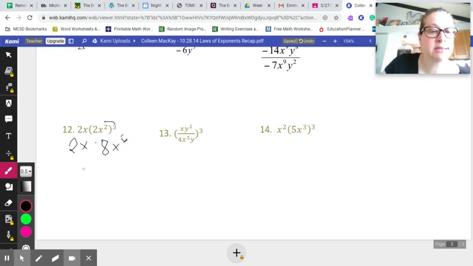2 times 8 is 16. And then x. Now we're going to add our exponents. Remember, there is a 1 here. 6 plus 1 is 7. Okay, and that's it. So the rest of them are for you to complete.